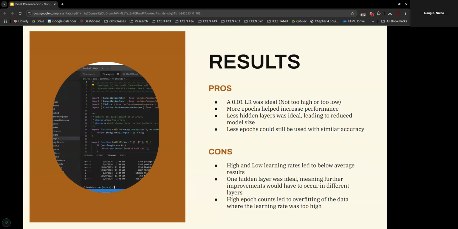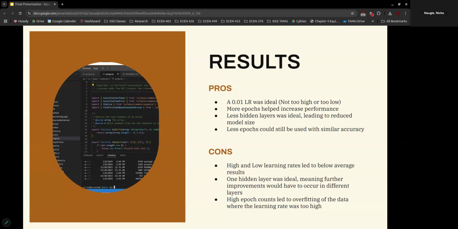From this approach, we found a few pros and cons. From the pros, we found out that the existing learning rate was ideal. Whenever we went higher or lower, it caused below average results. There were edge cases, of course, where a certain combination of epochs or a certain combination of learning rates would achieve a higher accuracy. I do believe that was caused by overfitting of the model and the data that was given into the model. More epochs overall did increase performance. However, there was a negative effect if you didn't increase it enough. Again, I think this is due to overfitting, so there is kind of a sweet spot that you have to look at.